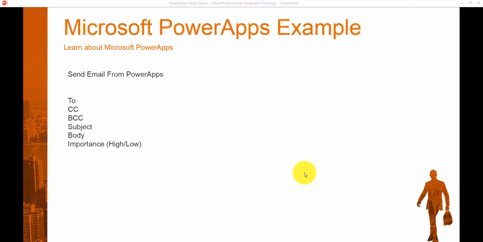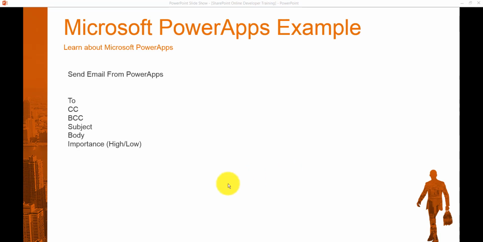Okay, so in this example, we will see how we can send email from a Power Apps app. And here we will see how we can create the form. Basically, we will add the values here like To, CC, BCC, subject, body, and also we will add one importance drop down where the user can select whether the email is high or low importance.